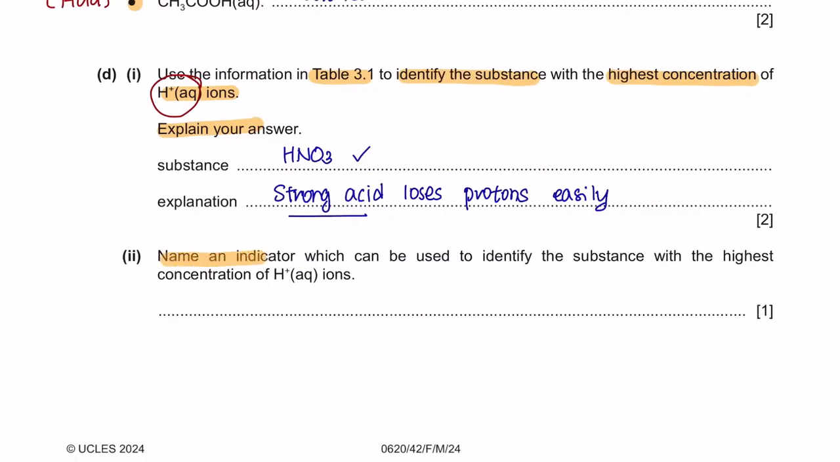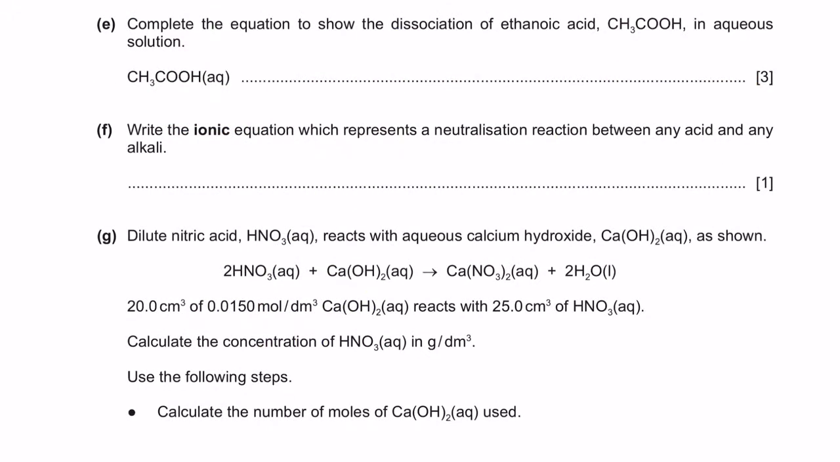And part 2. Name an indicator which can be used to identify the substance with the highest concentration of H+ ions. So the indicator that will be used here is the universal indicator. Next, question E. Complete the equation to show the dissociation of ethanoic acid in aqueous solution. The dissociation of an acid is a reversible reaction. So we're going to use this symbol. And it will dissociate to form a negatively charged ion and a positively charged ion, like this. And since this question is giving 3 marks, don't forget to include the state symbols.